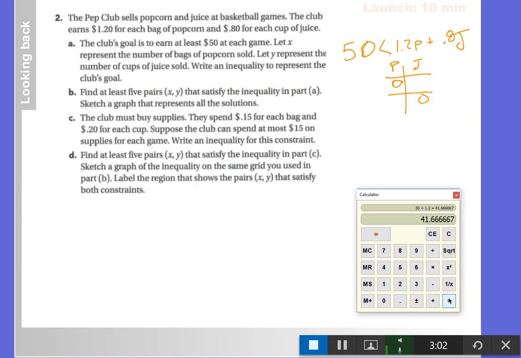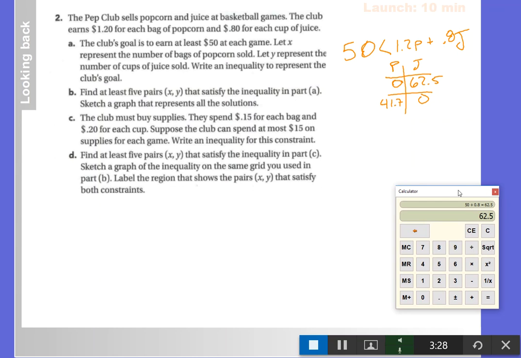Oh, geez. Well, so that's 0 juice, and my popcorn would have to be 41.7. And then 50 divided by 0.8. And so that would be 62.5, and then I can just graph it from there. All right. And then do my shading.